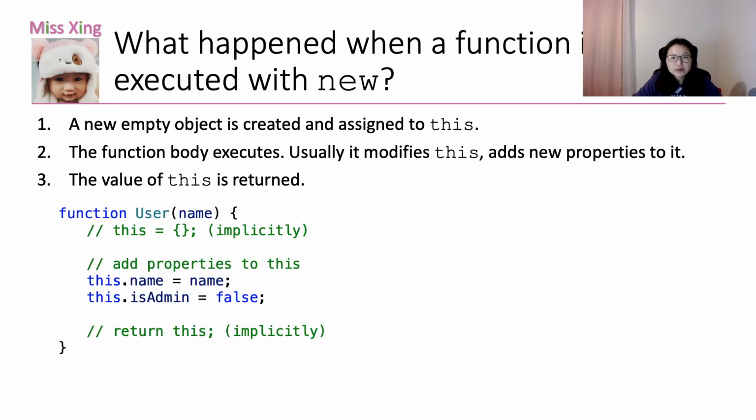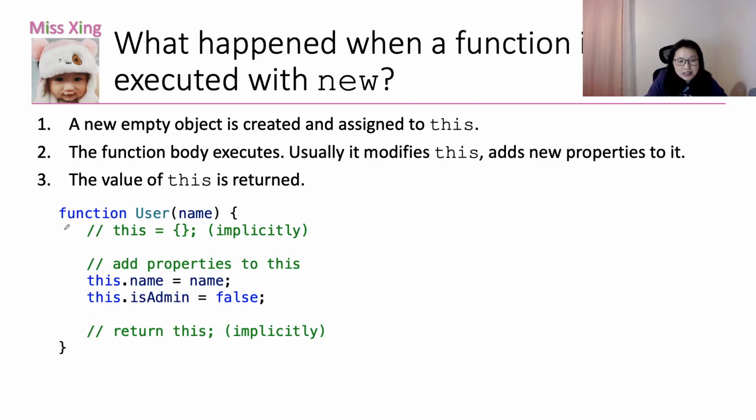It has these steps. First, when we call a function using the new keyword, a new empty object will be created and assigned to the this keyword. We talked about the this keyword, right? We saw it once.